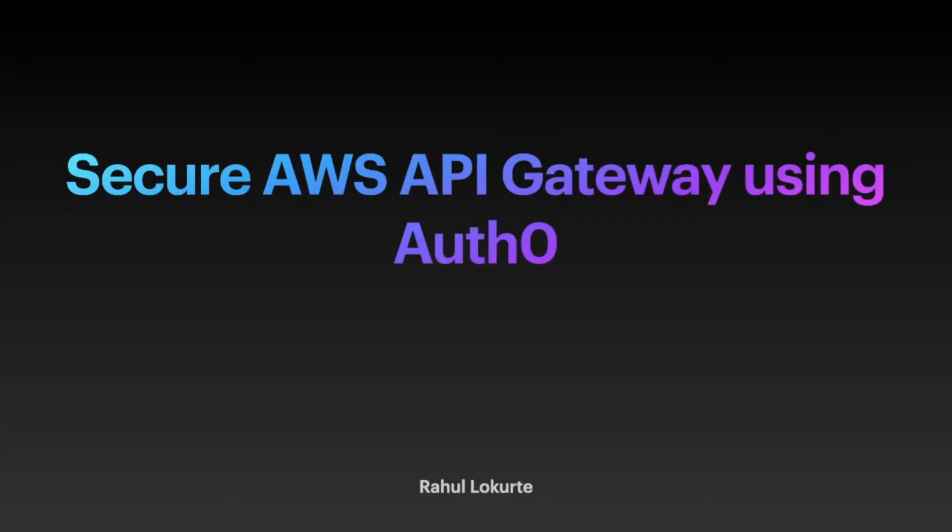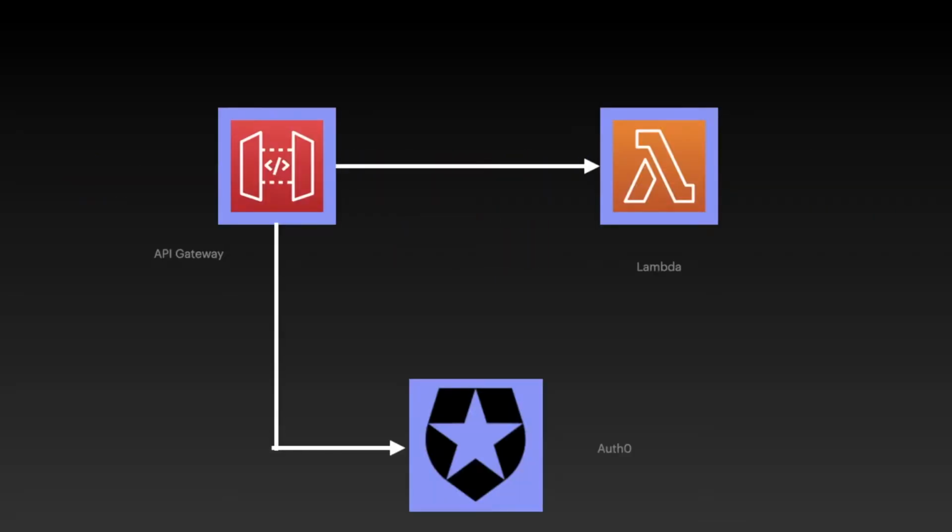In this video, we will see how to add authorization of JWT type tokens to the API gateway routes using Auth0 as an identity provider. So what we basically see is there is an Amazon API Gateway, which is a fully managed AWS service that will help us create HTTP and REST APIs, and we have a Lambda function which is our backend service. If we want to hit the backend service, we need to go through API Gateway. To secure that API Gateway, we are using Auth0 as an identity provider.